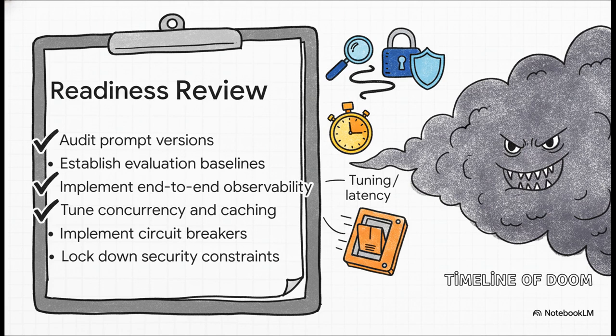Before exposing your AI to wild, real-world traffic, you have to establish systematic evaluation baselines so you can actually measure degradation. You need end-to-end observability to trace where your latency and cost are coming from. You absolutely must tune concurrency and add semantic caching. You need to implement circuit breakers for API timeouts and definitely lock down your security constraints. If you skip these steps, you are literally just waiting for that 3-month timeline of doom to strike.